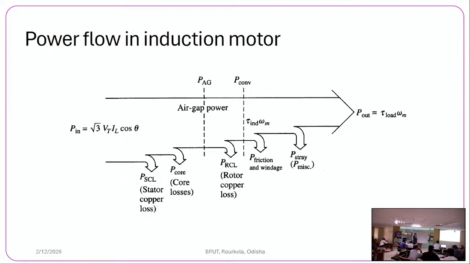Then after the power comes to the rotor via the air gap, there will be rotor copper loss. Then there will be some rotor core loss also. It is not shown here because the core loss here includes rotor core loss, but otherwise rotor core loss also occurs at this point. Then we have some friction and windage loss and stray load losses. Then we have power output.